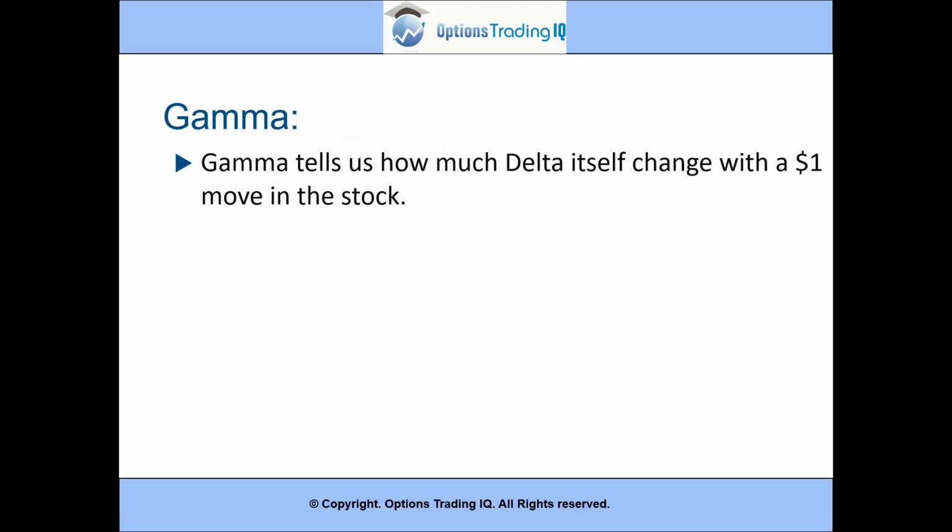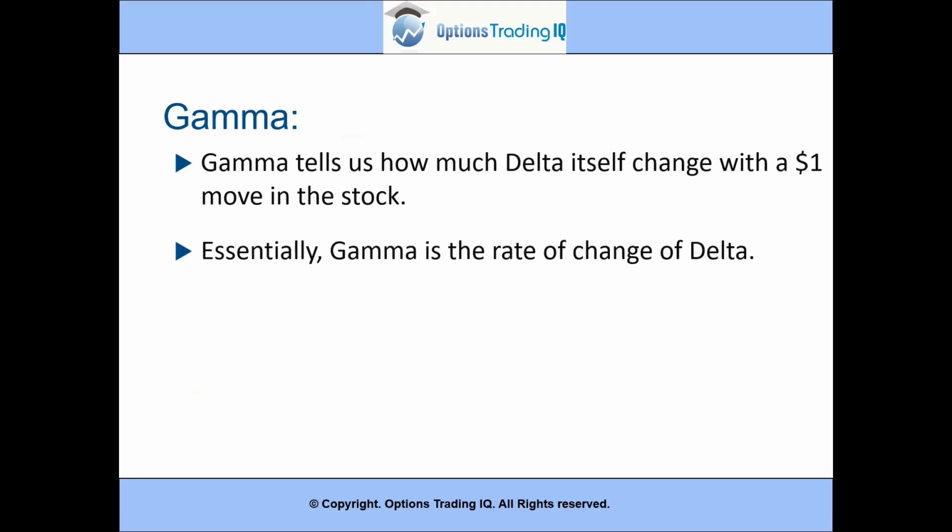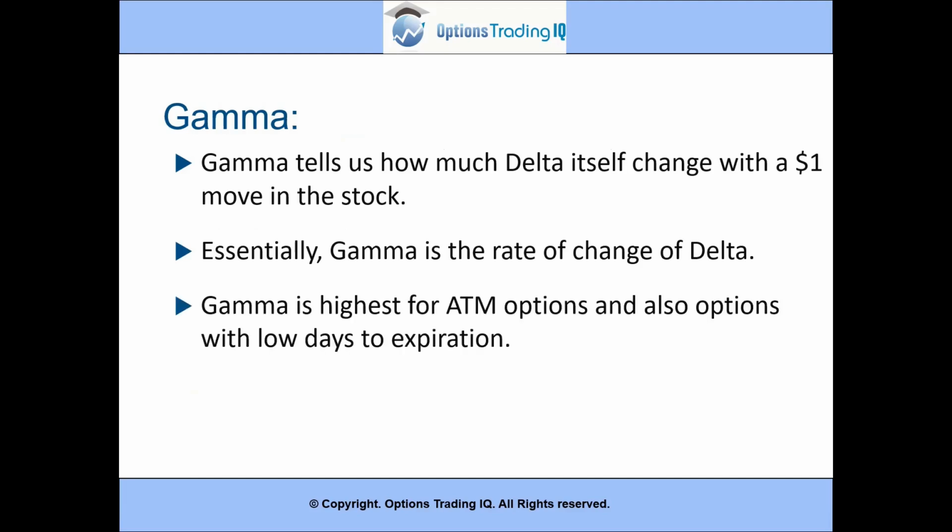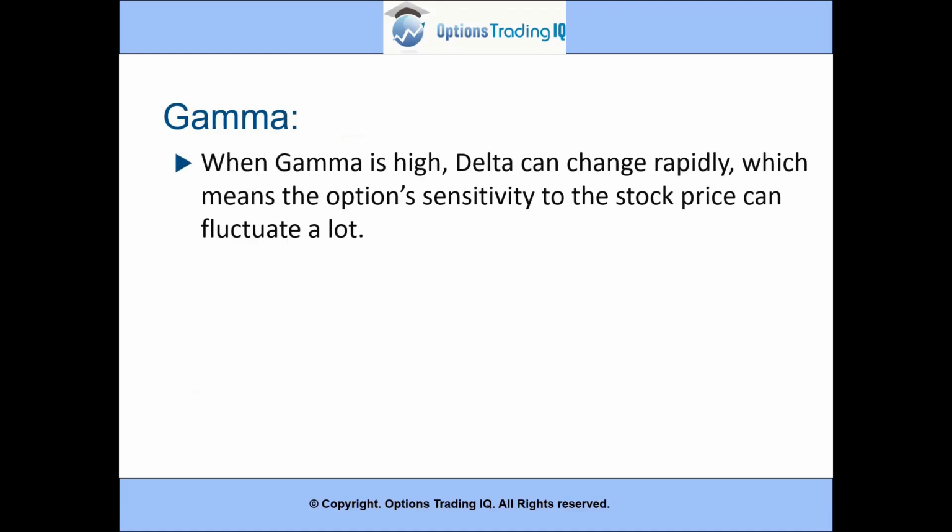So gamma is the next Greek, and it tells us how much our delta will change with a $1 move in the stock price. Essentially, gamma is the rate of change of delta. Gamma is highest for at-the-money options and also options with low days to expiration. When gamma is high, delta can change rapidly, which means the option's sensitivity to the stock price can fluctuate a lot. So small price movements in the stock price can make a big change in our delta and can make a big change in our P&L. So you have to watch positions that have high gamma. They basically have high risk of price movements.